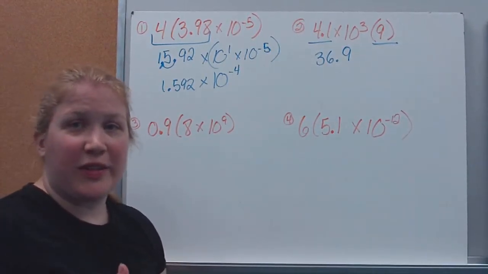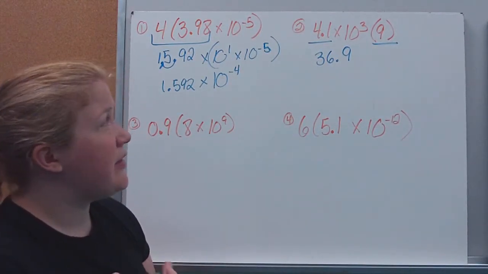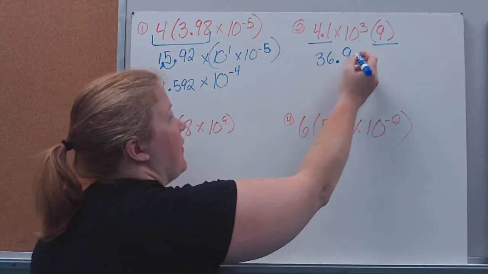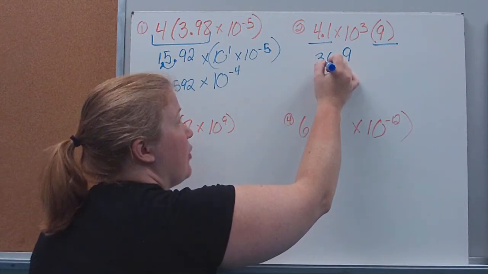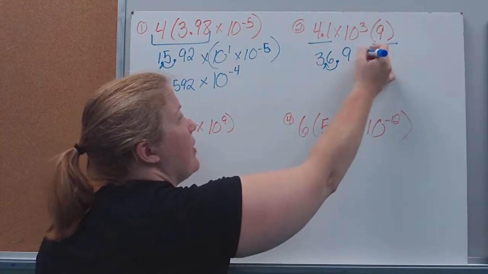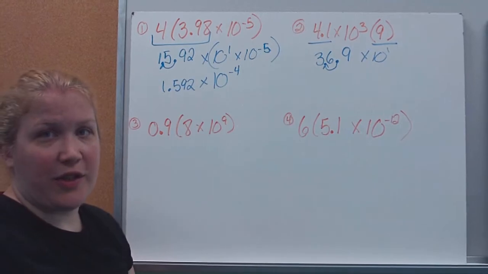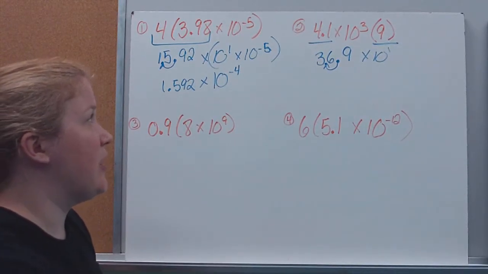All right, you'll notice that's not in scientific notation because 36 is greater than 10. So we want to rewrite this in scientific notation. If I move my decimal over here 1 spot, I get 3.69 times 10 to the first. That's what it would look like in scientific notation.